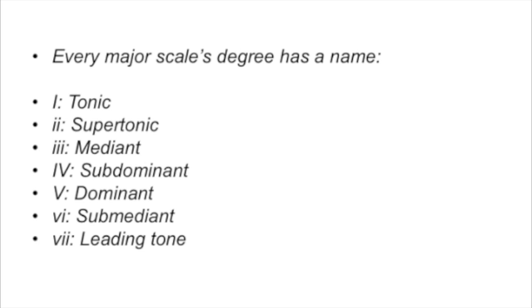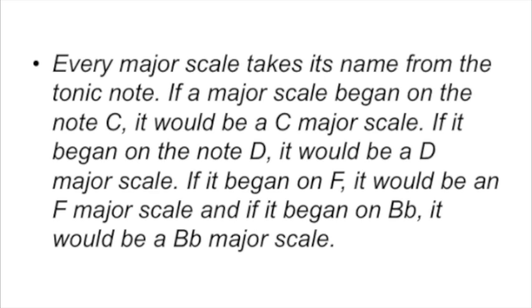The tonic of a major scale is the note at which every major scale gains its name. So, for example, if a major scale began on the note C, that would be a C major scale. If it began on D, it would be a D major scale. If it began on F, it would be F major. And if it began on B flat, it would be a B flat major scale.